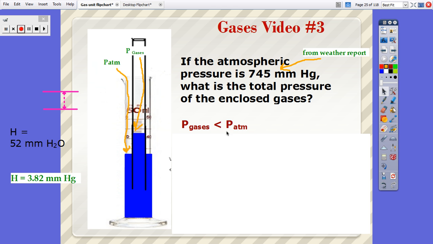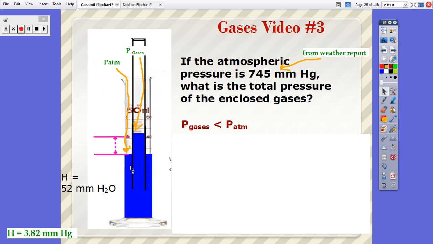Now, to find this difference and to find the actual pressure of the gases, we're going to have to find out this height difference. So we're going to get a ruler and we're going to measure it from the water level inside the beaker to the water level inside the gas collecting tube. This difference we find is going to be in millimeters of water. Water, because we are not using mercury, we're using water. Now the problem is we cannot compare millimeters of mercury and millimeters of water to each other. They have to be matching units. So either the water or the mercury has to be converted.